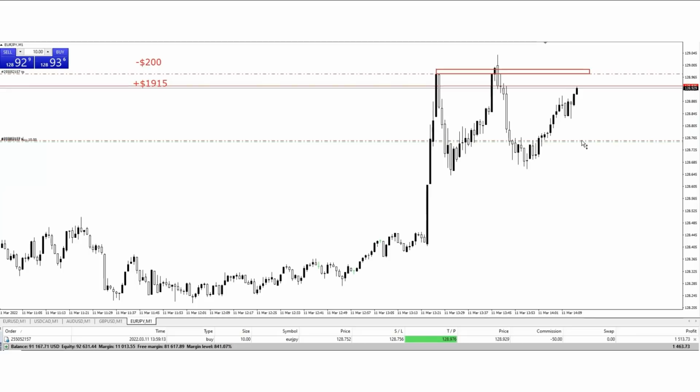Or is this trade number 5? This is trade number 4. So it would be 200. So right now we're at minus 150. Oh yeah. Okay. Yes, that's true.